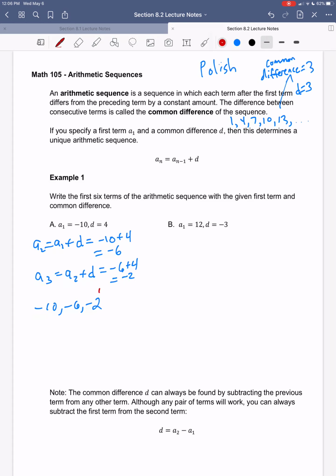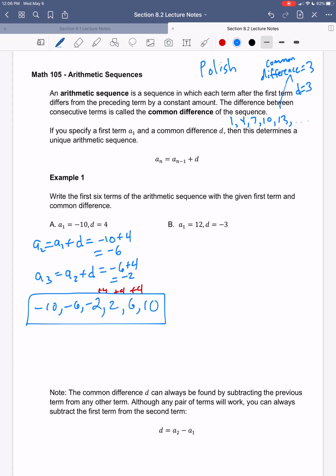So I do plus 4, negative 2 plus 4 is 2. Then I do plus 4, 2 plus 4 is 6. And then I add one final 4, 6 plus 4 is 10. So those would be the first 6 terms of that sequence, right? Negative 10, negative 6, negative 2, positive 2, positive 6, positive 10.